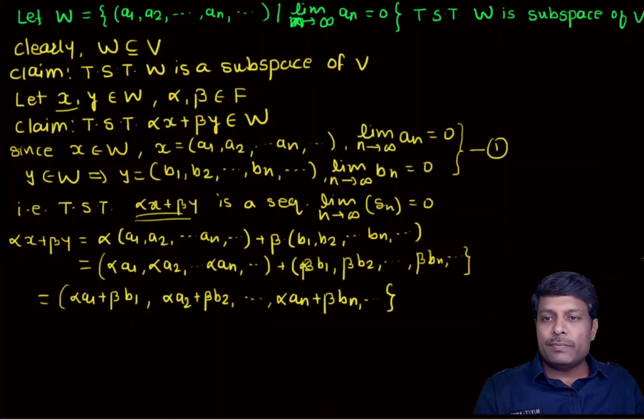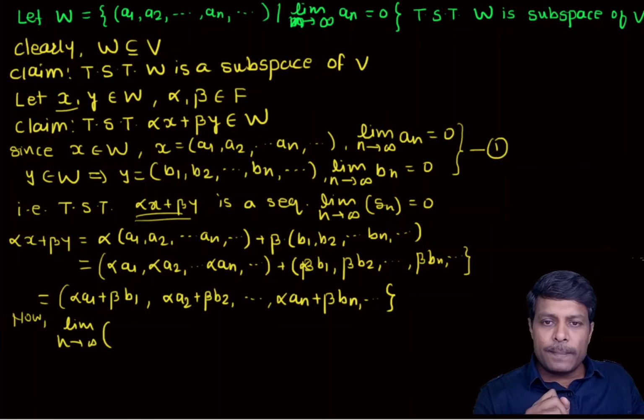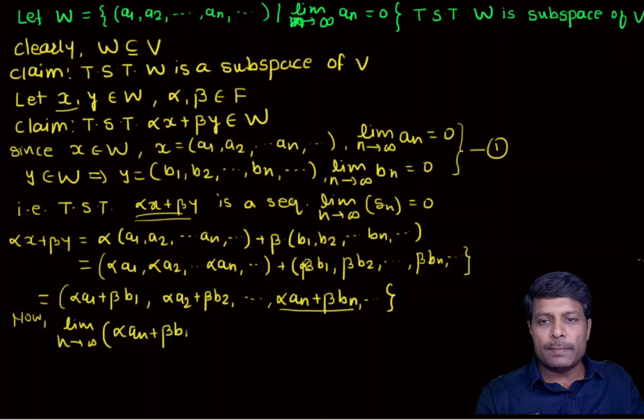So clearly, alpha x plus beta y is again a sequence. Now, one more condition we have to show, that is the limit of the nth term. What we want to show is that to become a member of W, the limit of the nth term must be 0. So I am considering the limit as n tends to infinity. What would be the nth term of this new sequence? That is alpha an plus beta bn.